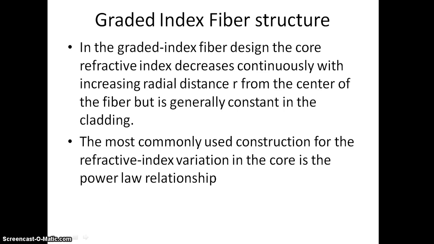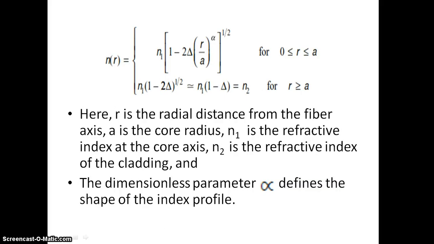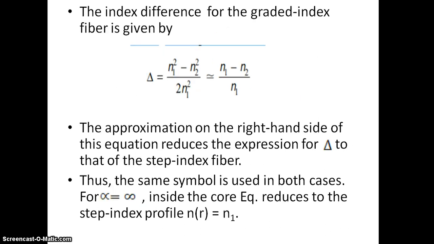Next, coming to the graded index fiber structure, the profile is decaying, that is, the refractive index decreases as the radius increases. So this is the formula for the refractive index profile. For r lying between 0 and a, this is the formula to calculate the refractive index, and for r greater than or equal to a, this is the formula, where alpha defines the shape of the index profile. So parabolic, like that we can have. Alpha indicates the shape of the refractive index profile. Okay, this is the expression for refractive index change, delta equal to (n1 minus n2) by n1.